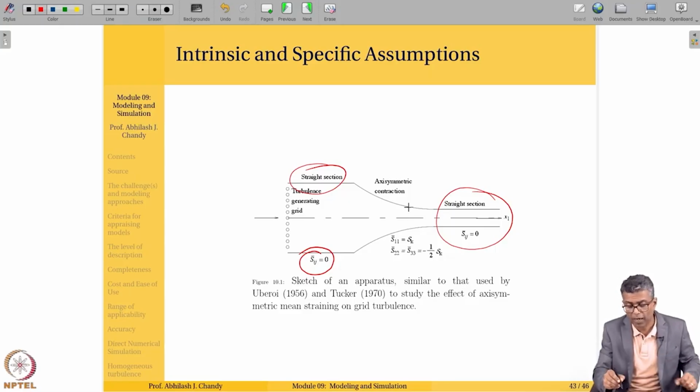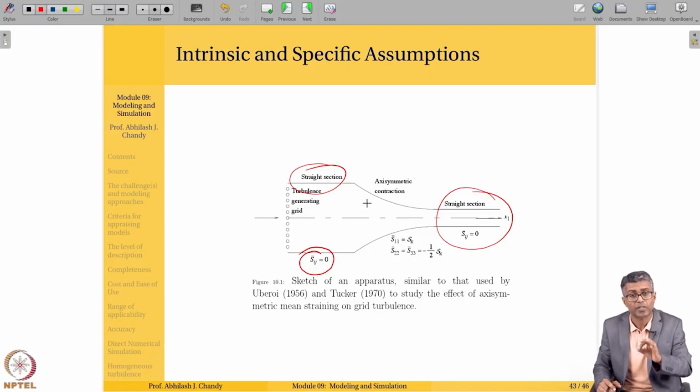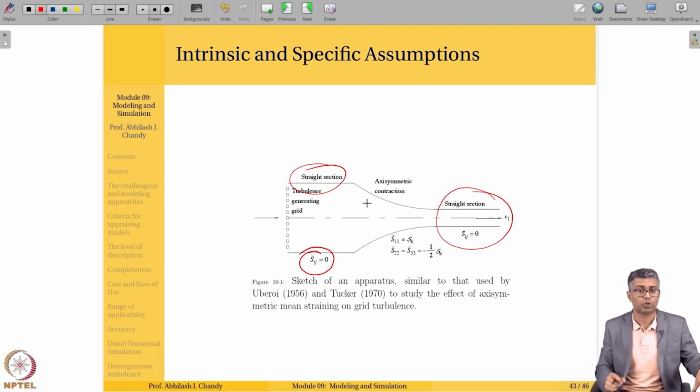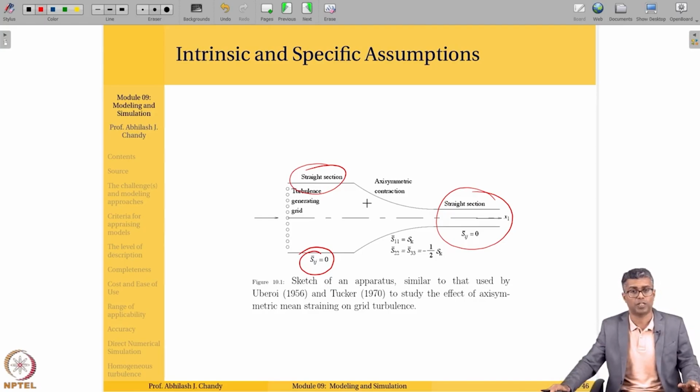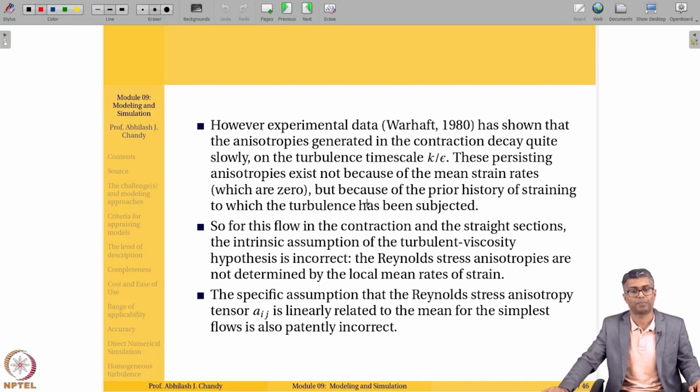It takes a little while for the turbulence to decay because of this contraction, and so there is a history associated with it. That turbulent decay history is completely neglected in this intrinsic assumption, because what we are saying is that the stress is dependent only on the local mean strain rate. Whereas everything is not local, there is a history associated with it. And that is what the turbulent viscosity hypothesis neglects.